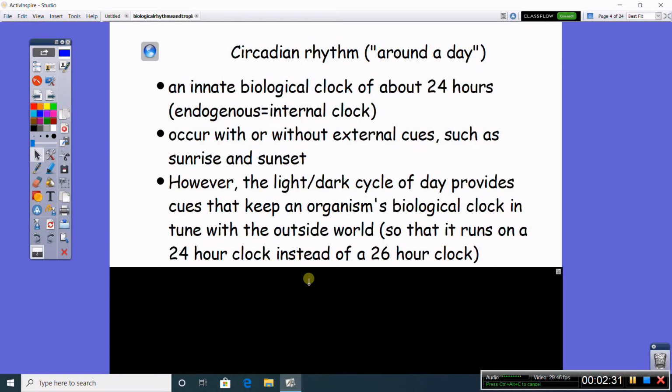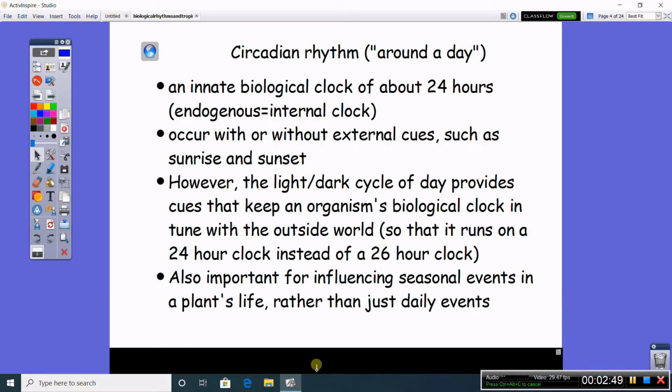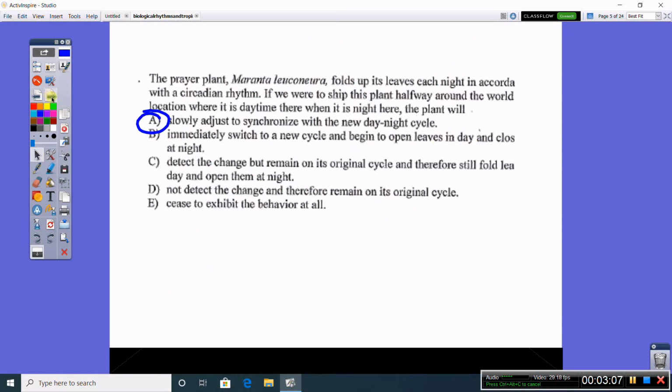So, the light-dark cycle of the day provides cues that keep an organism's biological clock in tune with the outside world. And that's just allowing you to run on more of a 24-hour clock as opposed to a 26-hour clock. That circadian rhythm is also important in plants for influencing seasonal events rather than just daily events, which could be something like when the flowers bloom. And if I go too fast, just pause the video.